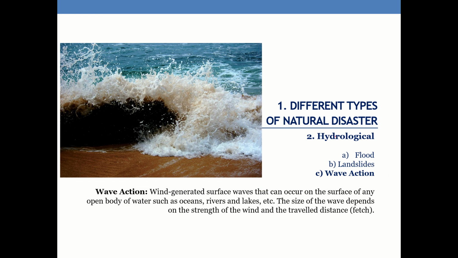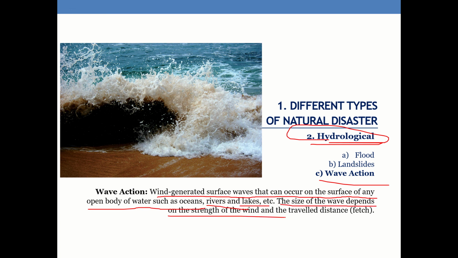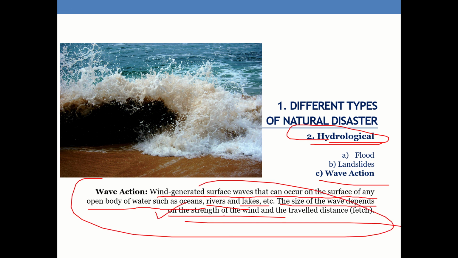The third type of natural disaster under hydrological disaster is wave action. Like I just said, wind generated surface waves can occur on the surfaces of any open water bodies such as oceans, rivers, and lakes. The size of the wave depends on the strength of the wind and the distance it fetches. This is another natural disaster that is put under hydrological disaster. This is the second type.